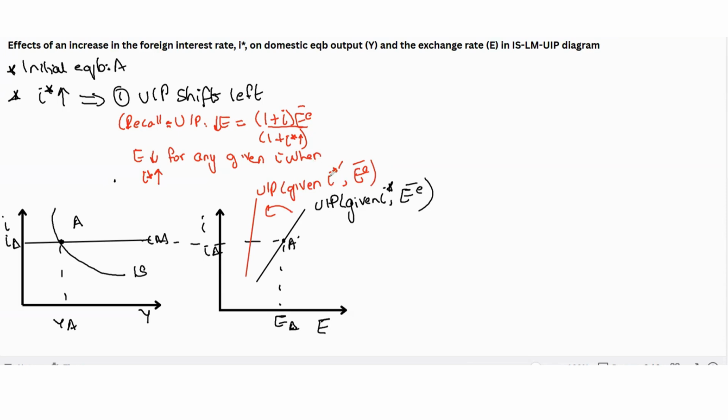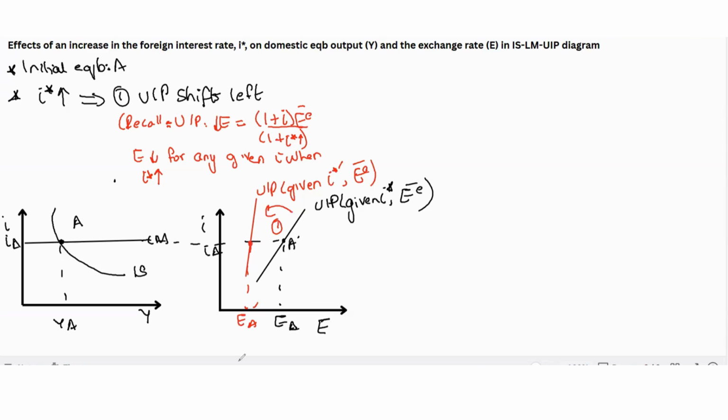Is basically going to be now like this, right? So the UIP figure is going to shift towards the left. When the UIP figure has gone to the left, we can see at IA, the exchange rate is no longer EA, it is this, right? So the exchange rate has gone down. The exchange rate is now EA prime, right? When UIP shifts towards the left, E goes down for any given I.